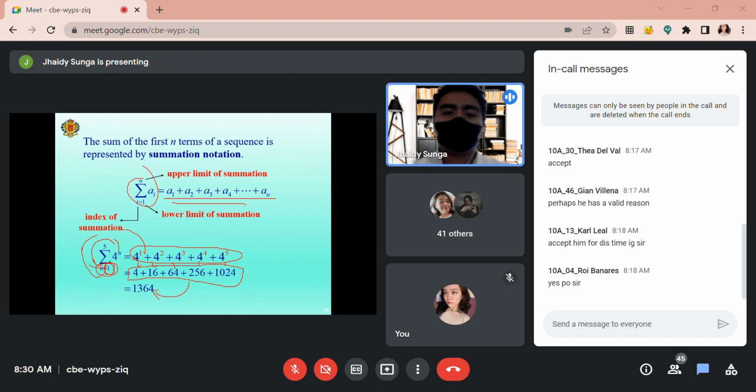May I request everyone to open the camera and let us have the photo opportunity already. Alright, let's have our picture in 3, 2, 1. Smile.